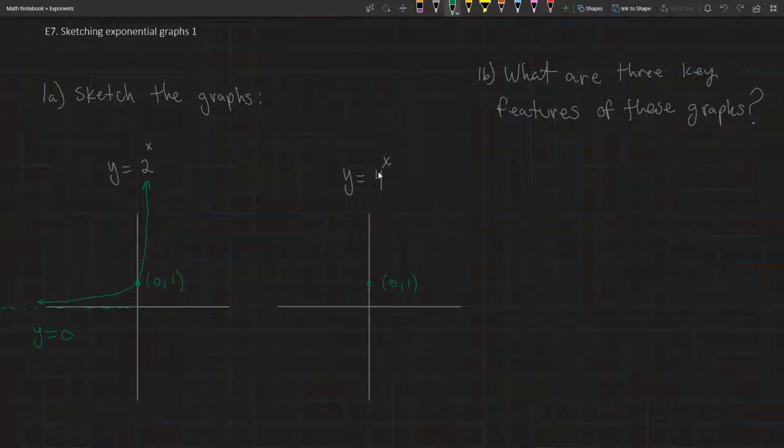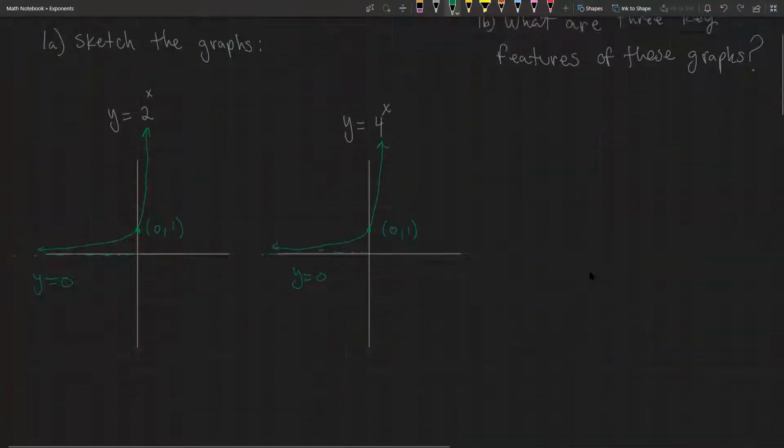Same idea applies here, but because the base is 4, it's going to grow faster without bound. Maybe I should try this type of curvature. There we go. Something like that. And we know the boundary line is still y equals 0. It still grows without bound. And that's two examples of the parent function, all right?